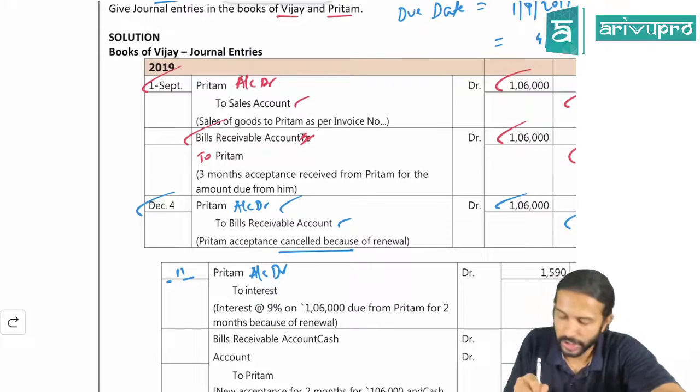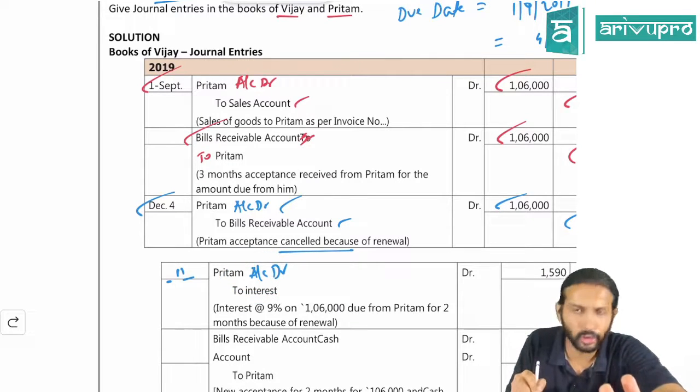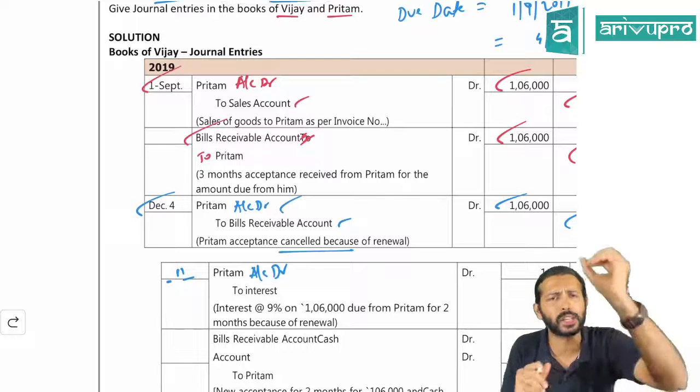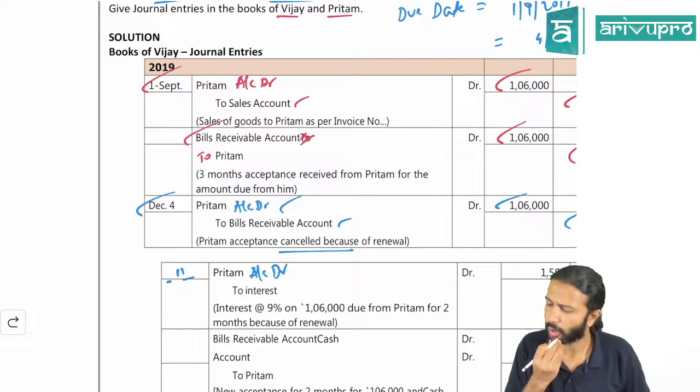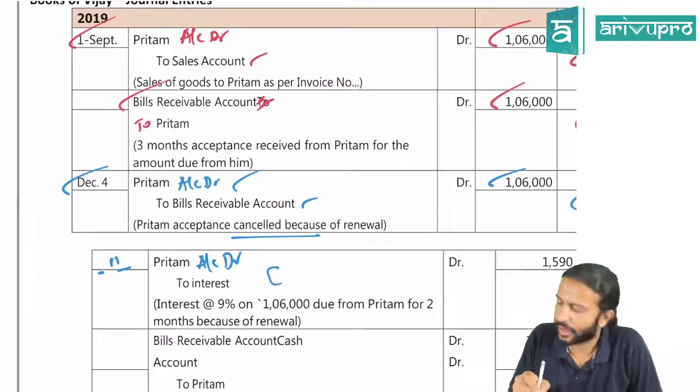Manageable. Journal entry, the amount I'll calculate. This entry is okay now. I have to recover this from Preetham, so the journal entry is Preetham account debit to interest. Okay. Yes. How much interest will I collect?